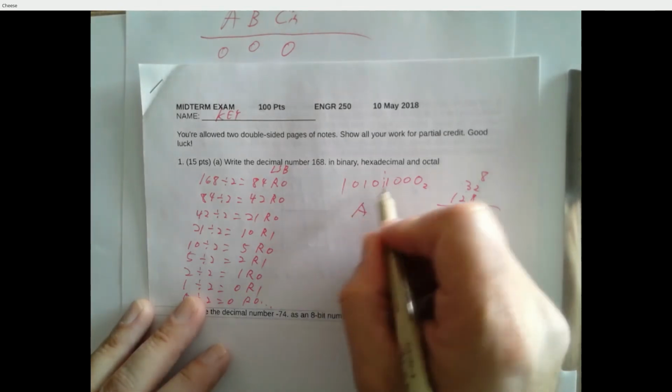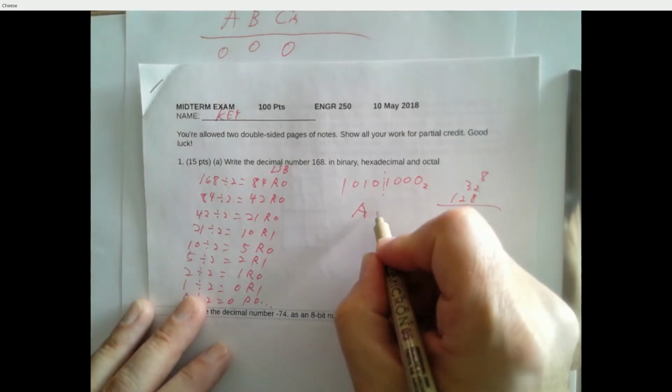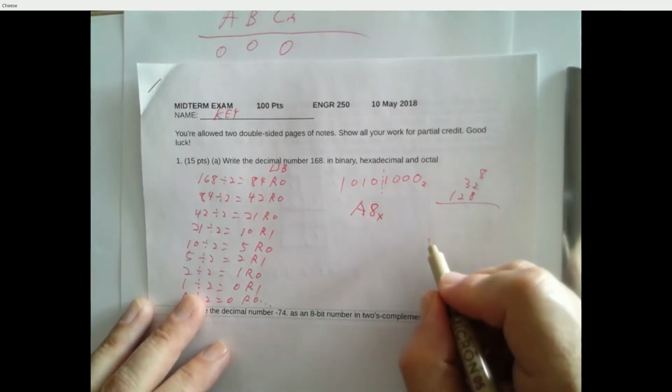A8. So 1, 0, 1, 0, that's the number 10. We don't write 10 because it's not a single digit. So we write an A. This is 8. So that's A8 hex.